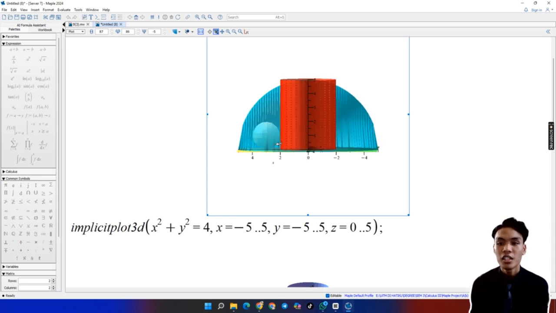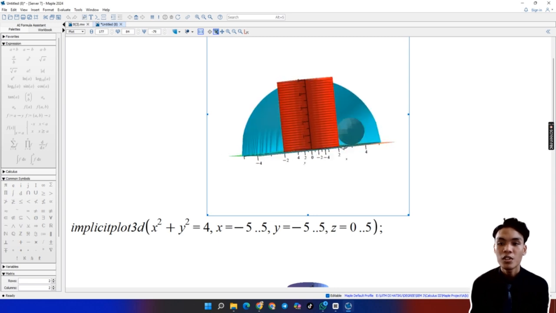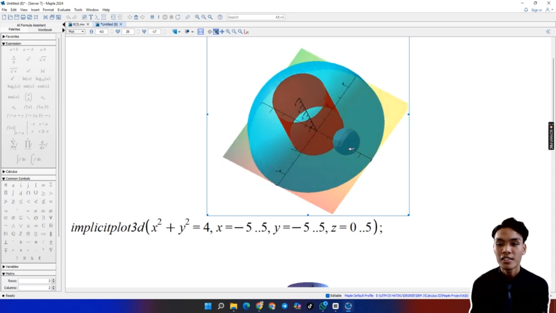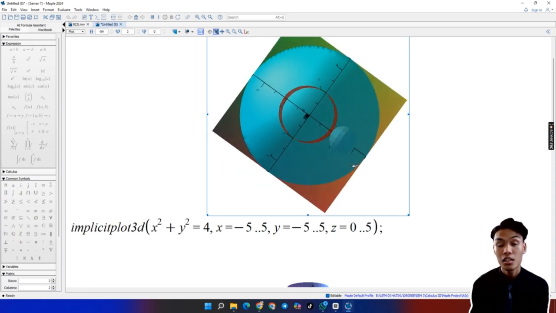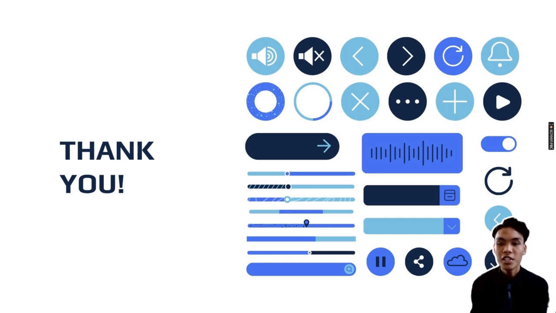And as you can see, it is already above the xy plane and also not inside the cylinder, just exactly tangent to the cylinder. So that's all from me and thank you.